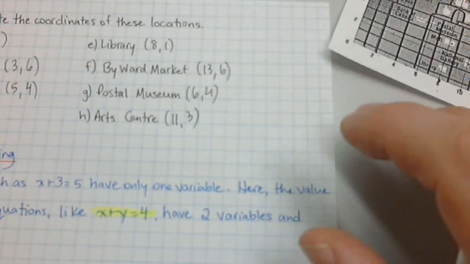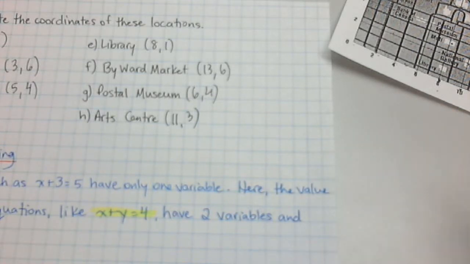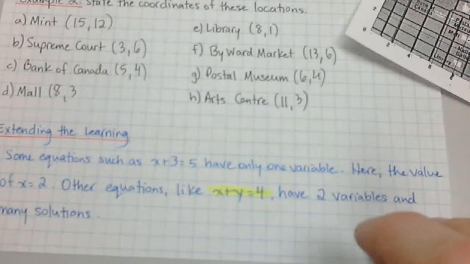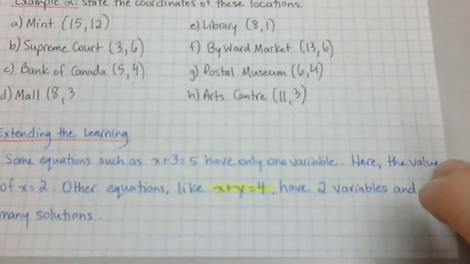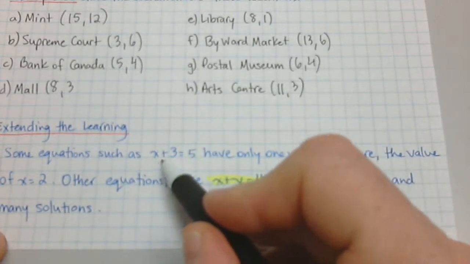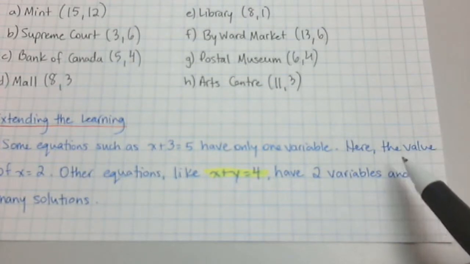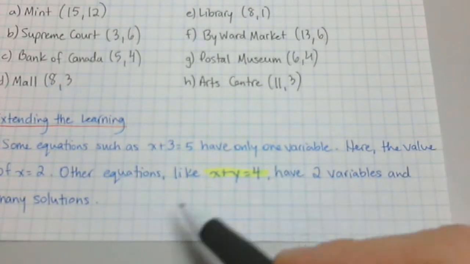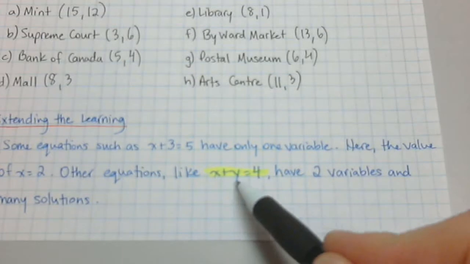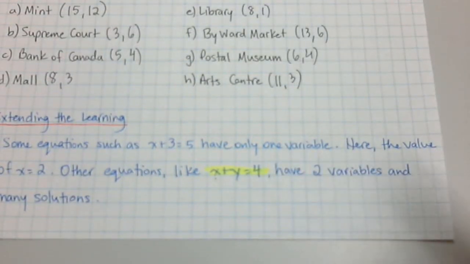The last thing that we need to talk about is this idea about extending the learning. Some equations, such as x plus 3 equals 5, have only one variable, right? Because only one number plus 3 equals 5. Here the value is x equals 2. Some equations, though, you have like x plus y equals 4. They've actually got two variables and many different possibilities.